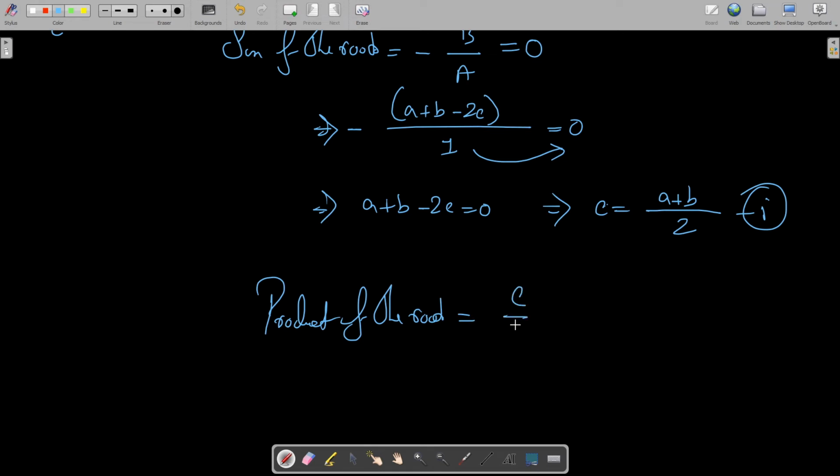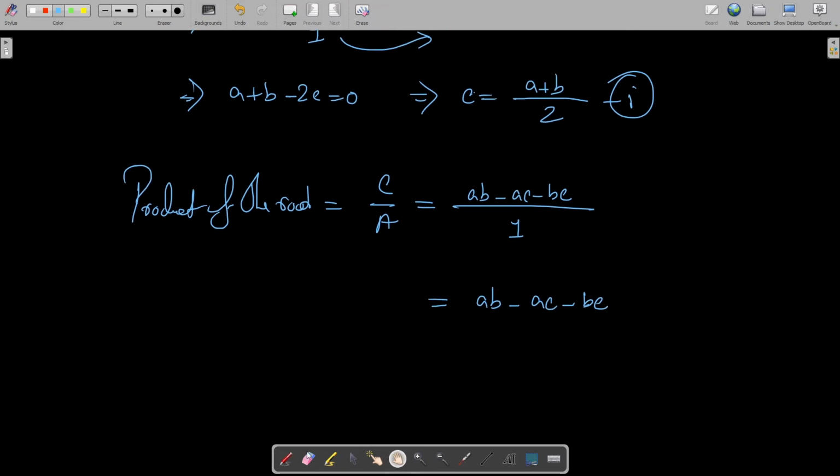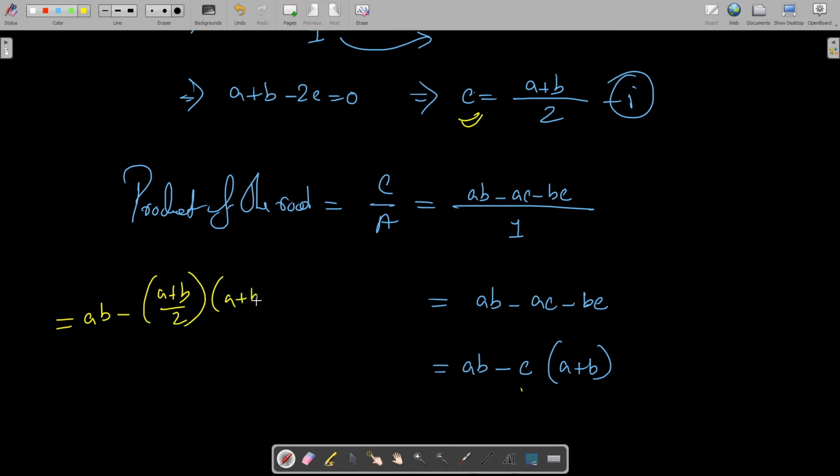Product of the roots is what? C by A. What's the value of C? We got C as ab minus ac minus bc. So we got ab minus ac minus bc divided by 1. Now here, what can I do? This is simply ab minus ac minus bc, right? So from the next part, I can write ab, if I take c common, what am I going to get? I'll get a plus b. Now see, I already got the value of c from the previous equation, so I'll replace it over here. So I'll get ab minus (a plus b) divided by 2 into (a plus b).